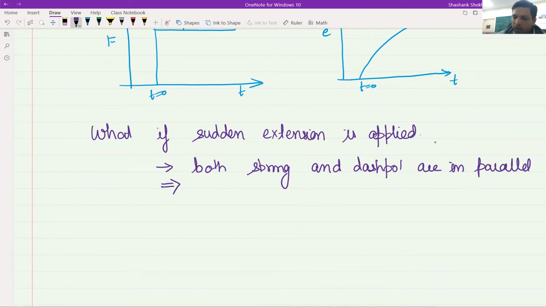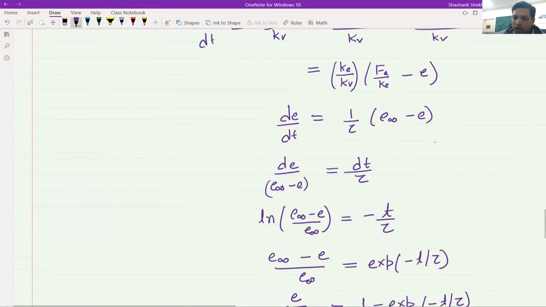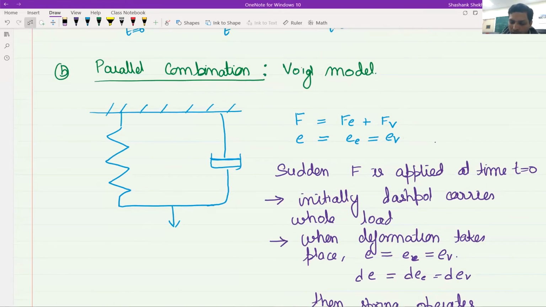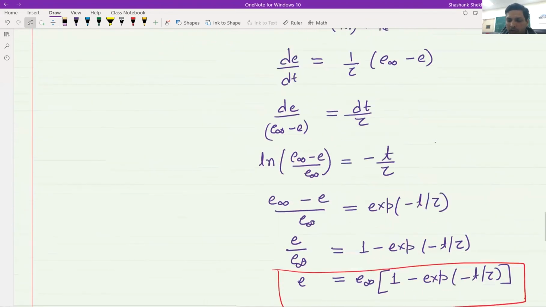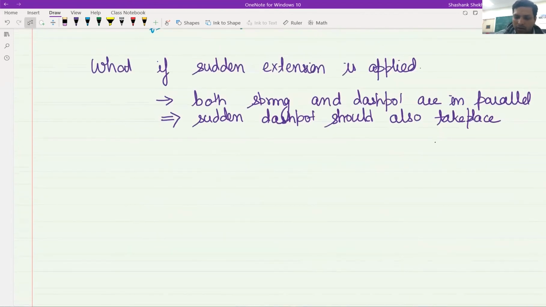Implies sudden extension of dashpot should also take place. There is no way that you can apply a sudden extension to this whole system and only the spring extends, not the dashpot. But then we know that the dashpot cannot show or display a behavior where you can have sudden extension, which means this type of problem cannot be solved considering this configuration. Therefore, this is an impossible condition.